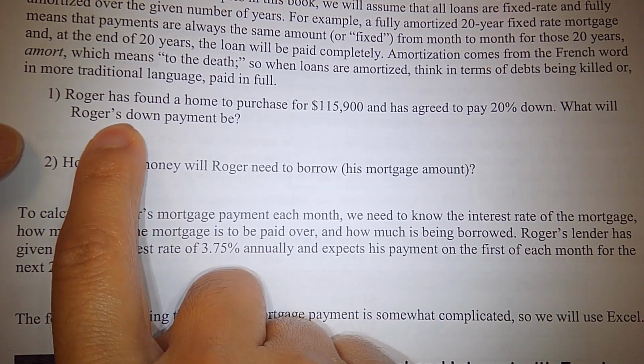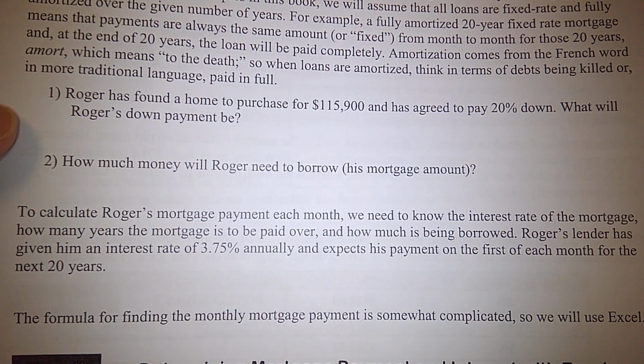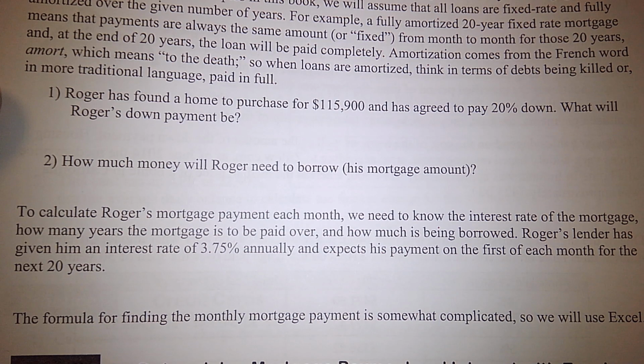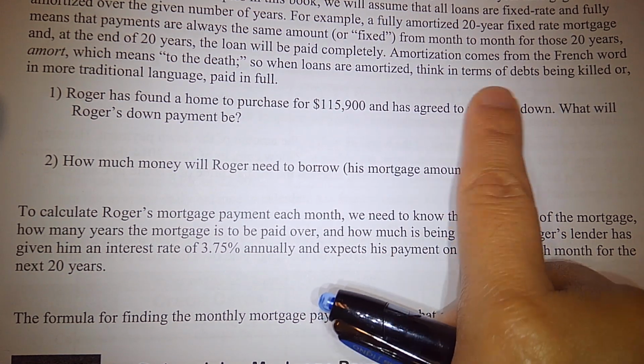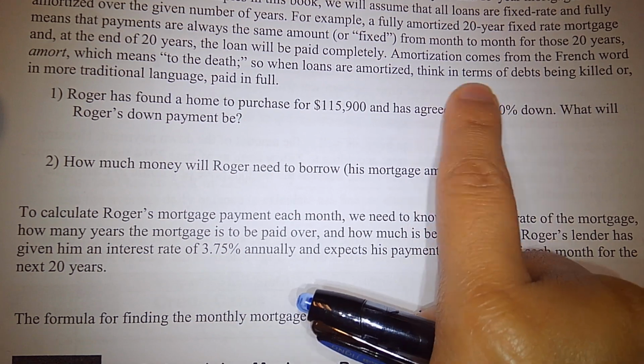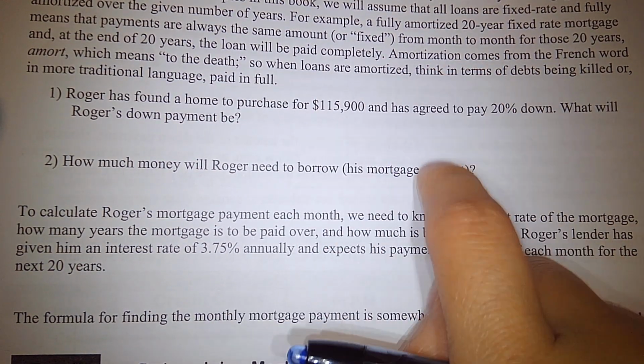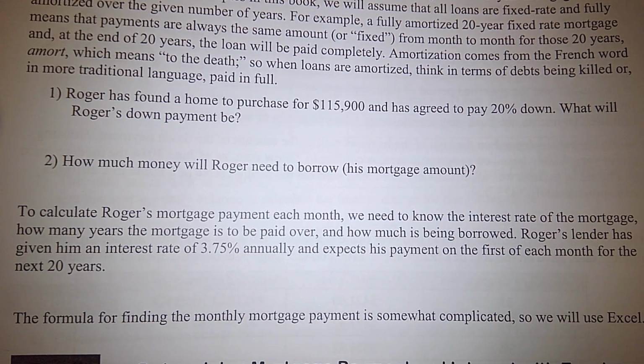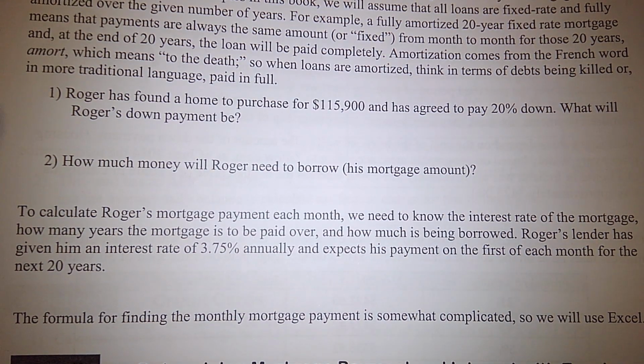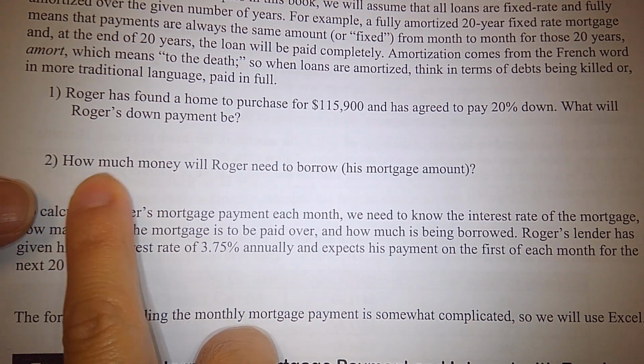20% down payment. What will his down payment be? Do you know what a down payment is? If you know the house will cost a certain amount, and you have to pay 20% as a down payment, that means you have to pay 20% of the house price at first. Then the leftover, the rest of the money, the bank will lend to you, and you will borrow the money from the bank. That leftover money is called your mortgage.